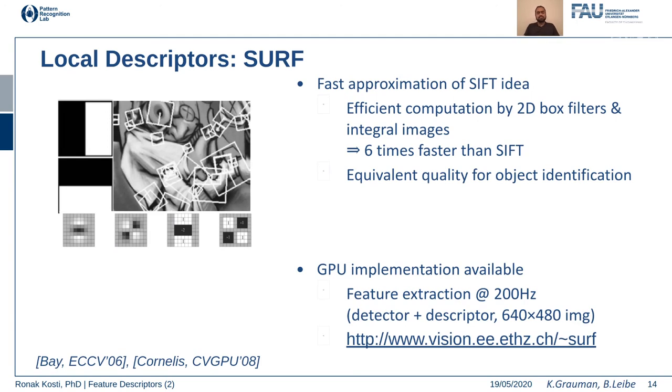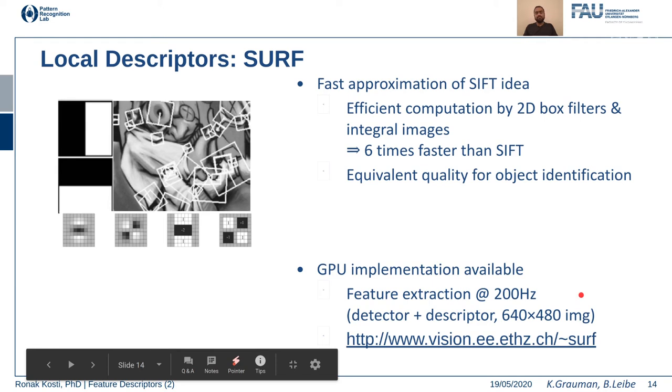Another local descriptor called SURF is a successor of SIFT, which is a fast approximation of the SIFT idea. Basically, it has an efficient computation by 2D box filters. They replace the Gaussian filters with 2D box filters and integral images, and SURF is 6 times faster than SIFT. And it gives equivalent quality for object detection. So if you're using it for object detection, SURF will give you similar quality of detection as SIFT, and a 6 times improvement in speed in addition to a more efficient and fast approximation of the original SIFT idea. There is also a GPU implementation available. You can check this out as well.